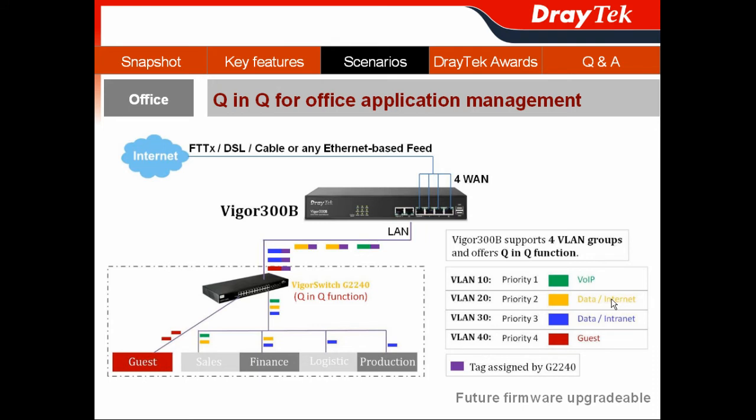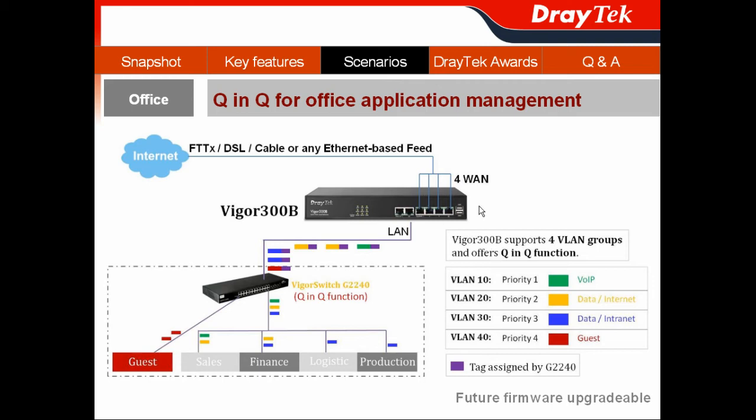Another advanced usage for the Office application is QoS for the Office Application Manager. Yes, we can give priority to your different applications. Normally, you like your voice over IP as the highest priority, then followed by the data for the internet access, and then data for the intranet. For the guest, you may give them the lowest priority. Our Vigor300B supports 4 VLAN groups and offers QoS function. It's ready to help.